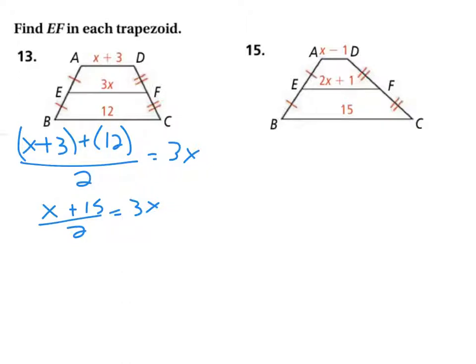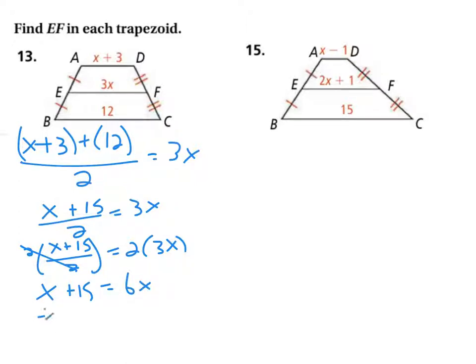but we don't really want to do that. That's a little bit messy. So what we'll do instead is we will multiply both sides by 2. And so we can say 2 parentheses x plus 15 divided by 2 equals 2 parentheses 3x. And what's going to happen there is those will cancel out and you will get x plus 15 equals 6x. Then we can subtract x from both sides, and we get 15 equals 5x.